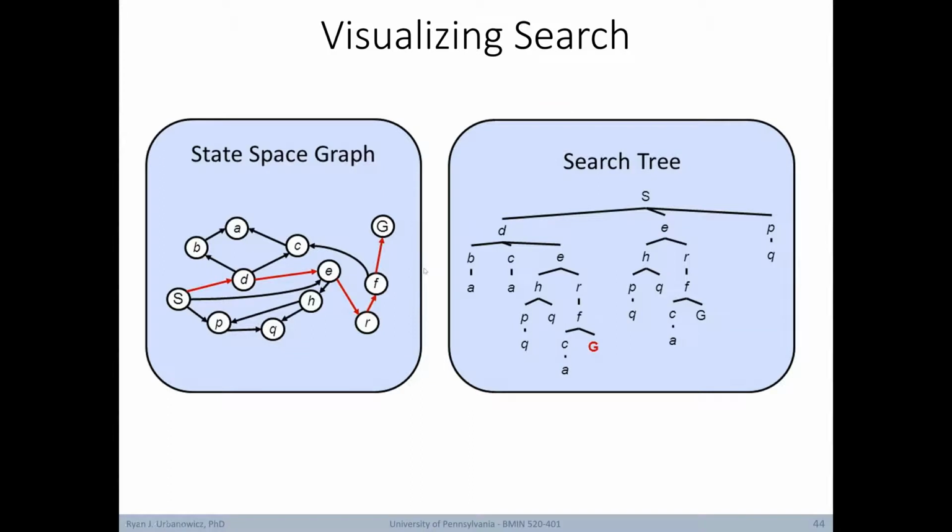Using this same example, we can also create a search tree. Here, our starting state is at the top, and every unique path through the state space graph is illustrated as a unique branch through this tree. Here we can see where our goal lies with respect to our state space graph. And we can see this optimal path from our state space graph illustrated here in the tree, starting from S, moving to D, then to E, then to R, then to F, and finally G. Notice, however, that there are other paths to get to G, such as going from S directly to E, as illustrated as this line in the graph, and then to R, F, and G.